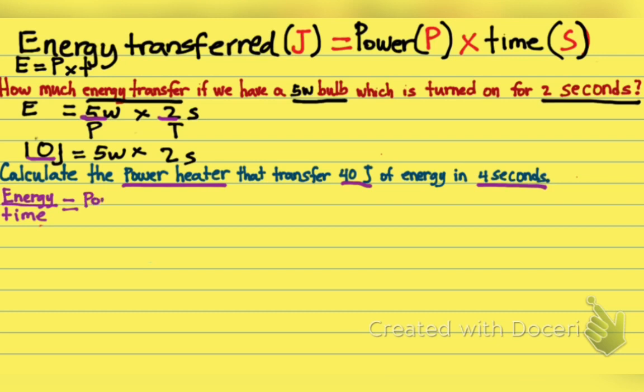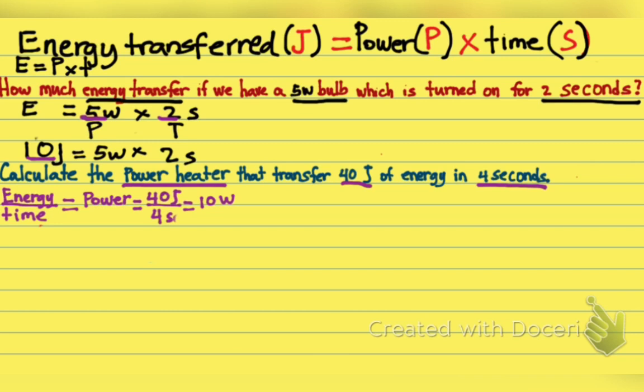If we go back to our first equation, it says that energy is equal to power times time. In our second example, we are asked for the power. So we have here energy over time is equal to power. Let us substitute. We have the energy transferred, which is 40 joules, and our time is 4 seconds. We divide 40 by 4, which is equal to 10. So our power is equal to 10 watts.